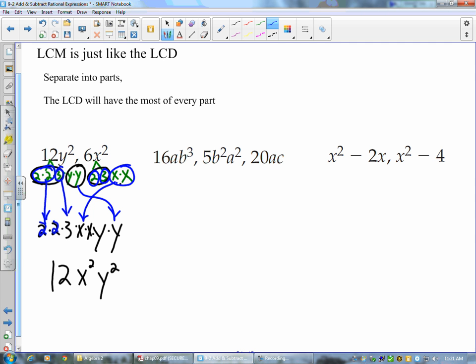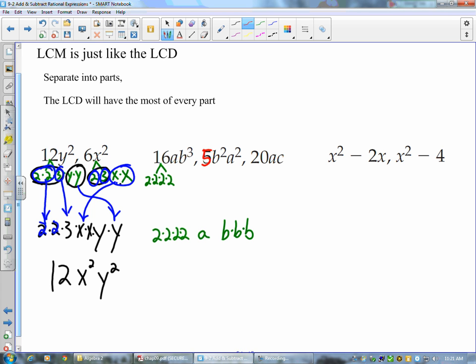Let's try the second one. A little bit more involved. There's 3 of them. So we'll start with 16. 16 is 2 times 2 times 2 times 2. And A times B times B times B. So in our box, we're going to have at least 2 times 2 times 2 times 2, because right now we really don't have anything to start with. We're going to have an A, and we're going to have a B times B times B.